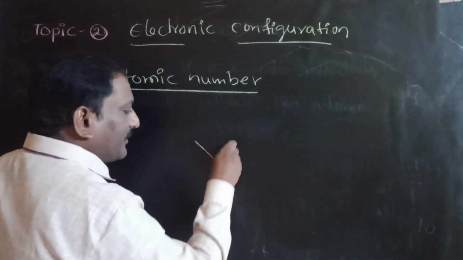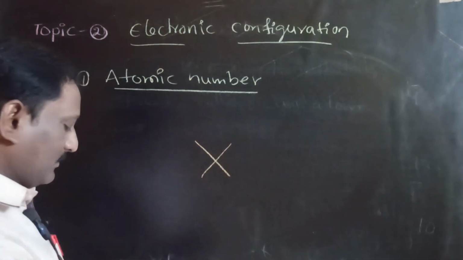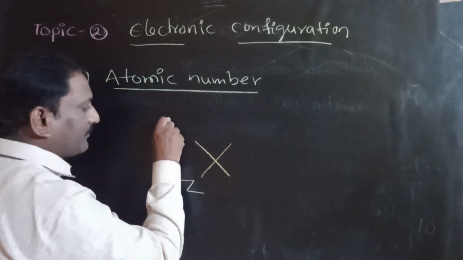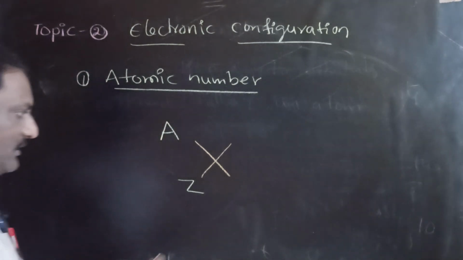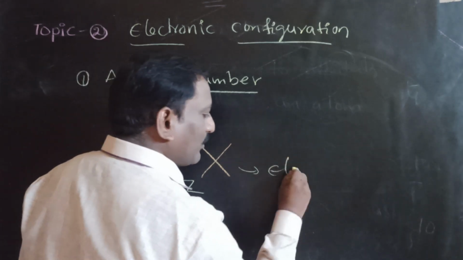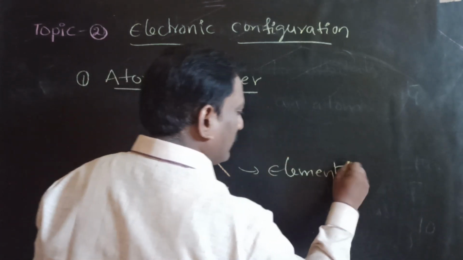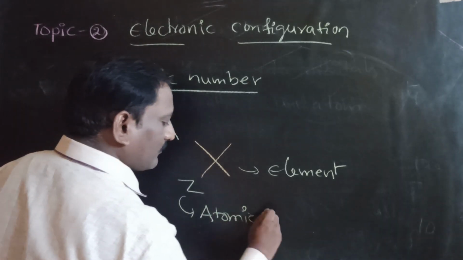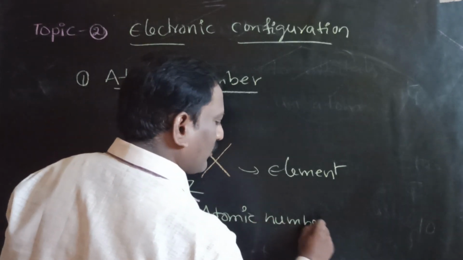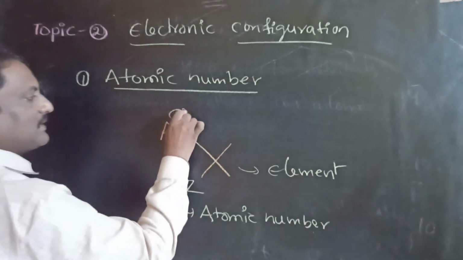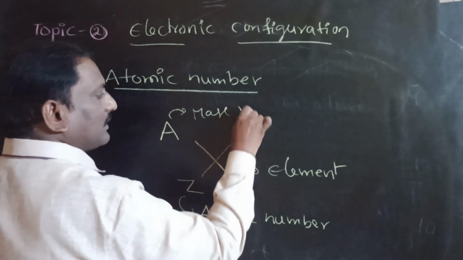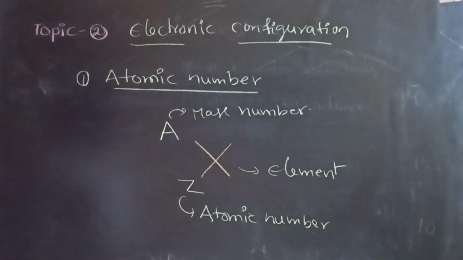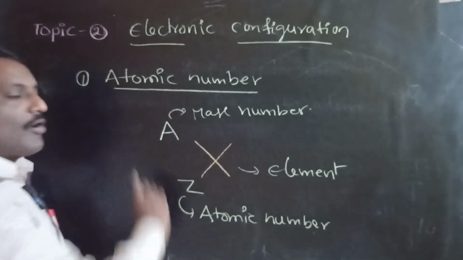The symbol of an element can be represented with capital X, where Z is the atomic number and A represents the mass number. This is the symbol of the element, this one is the atomic number, and this one is the mass number. So we require the atomic number.